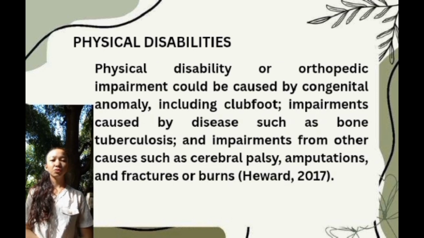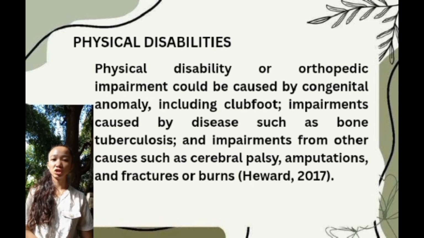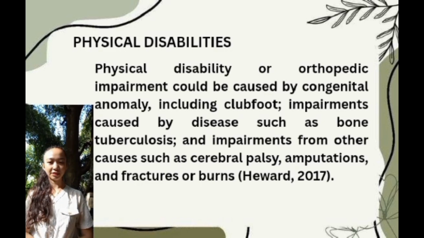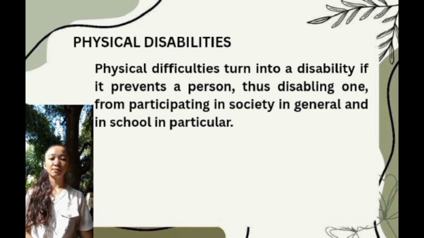Next, according to Howard 2017, physical disability or orthopedic impairments could be caused by congenital anomaly, including clubfoot, impairments caused by disease such as bone tuberculosis, and impairments from other causes such as cerebral palsy, amputations, and fractures or burns. So physical difficulties turn into a disability if they prevent a person, thus disabling one, from participating in society in general and school in particular.